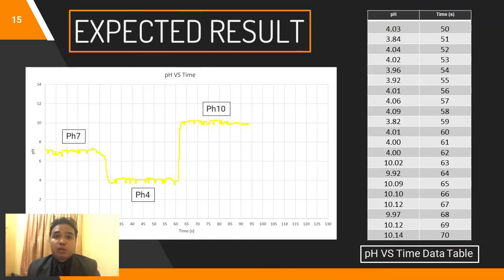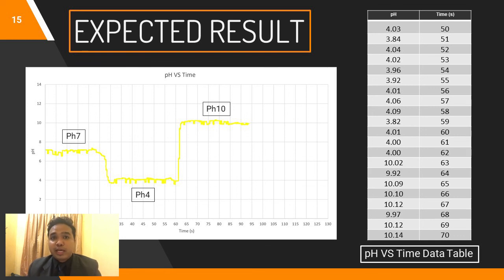Finally, I'm going to talk about the sensitivity and the response time of the pH module and the probe. As we can see here, the figure shows the graph of pH versus time. As we can see in the table, the stability of the data is quite good since it only has a tolerance of about 0 to 0.2 in each pH value that has been tested.